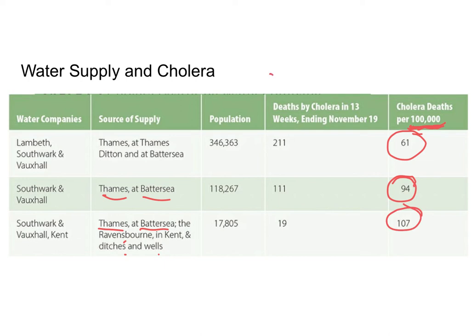And this is, again, another hint for more quizzes and in the midterm. Which were the water companies that were likely to be causing the problem? Which were the sources of supply? So Lambeth, Southwark, Vauxhall. Southwark, Vauxhall. Southwark, Vauxhall, Kent. So it looks like Southwark, Vauxhall, right? Not Kent and not Lambeth. And it looks like getting the water at the Thames and Battersea is the main source of this.